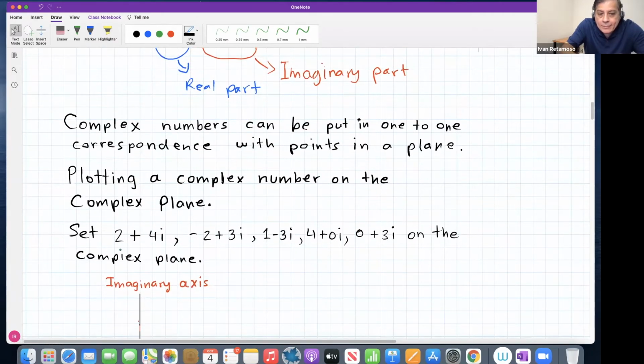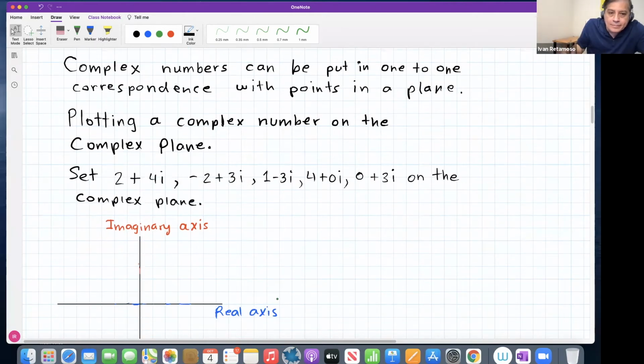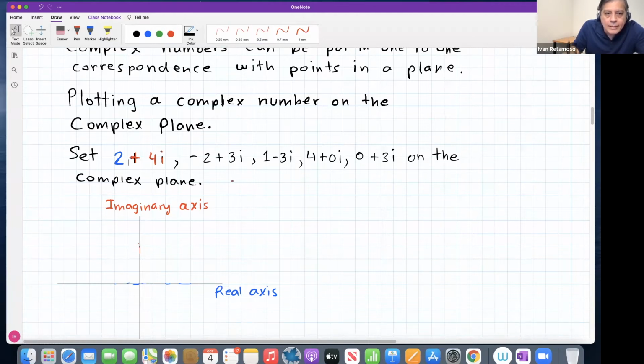Suppose they say plot 2 plus 4i, minus 2 plus 3i, 1 minus 3i, 4 plus 0i, and 0 plus 3i on the complex plane. Well, quickly you identify your real part and your imaginary part, okay? 2 real part plus 4i imaginary part, right? So you start by going 2 units to the right because 2 is positive, 1, 2. And then 4 units up, right?